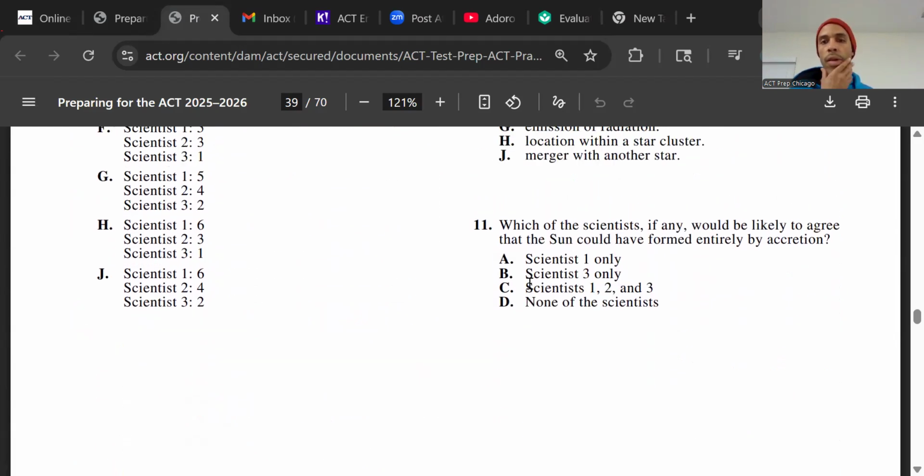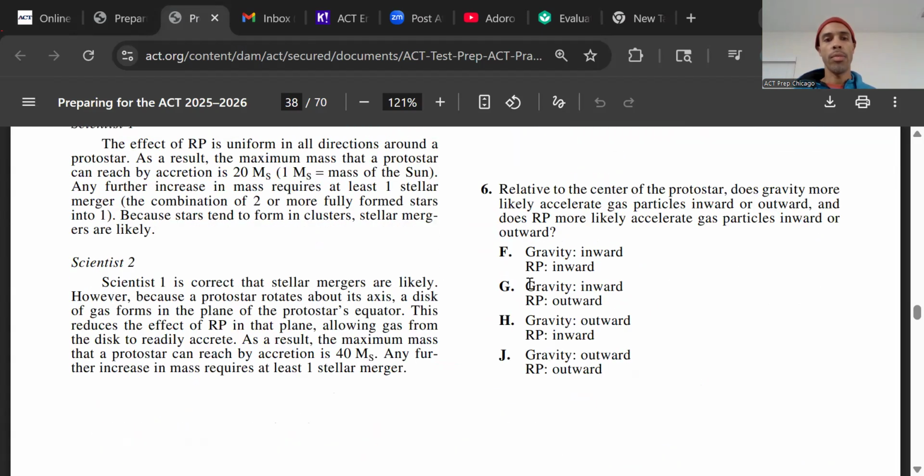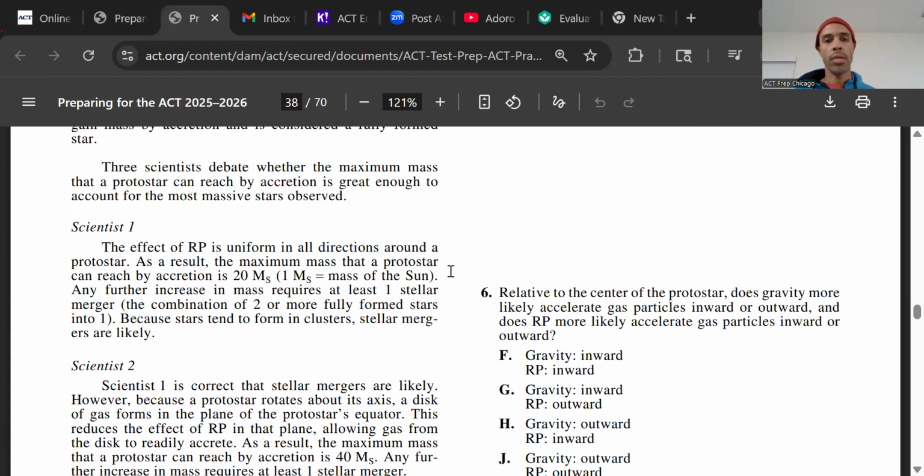All right, 11. Which of the scientists, if any, would be likely to agree that the sun could have formed entirely by accretion? All three. How do we know that? Because scientist 1 says the largest that a star, or protostar, can be formed by accretion is 20 M-sun, which is 20 masses of the sun. So we could do 20 suns essentially.